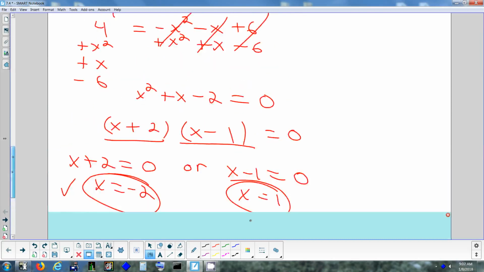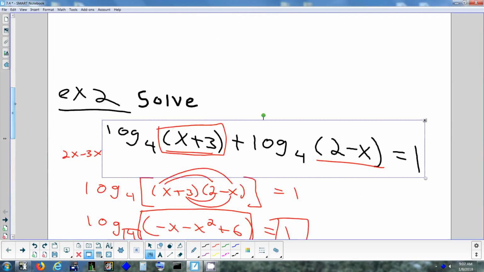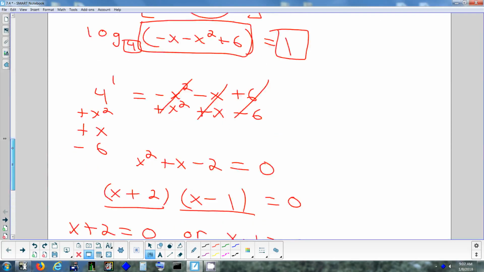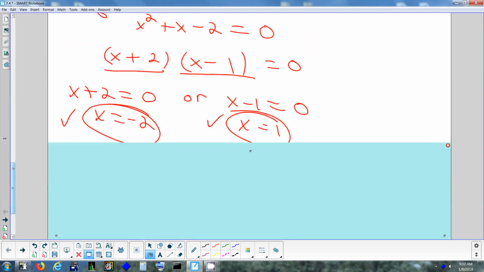So let's try x equals 1. 1 plus 3 is 4. We're good. 2 minus 1 is 1. We're good. In this case, both answers worked. Okay, 3 things can happen. That's 1: they both work. The second thing that can happen is 1 works and 1 doesn't. Or the third thing is you try them and they both don't work.